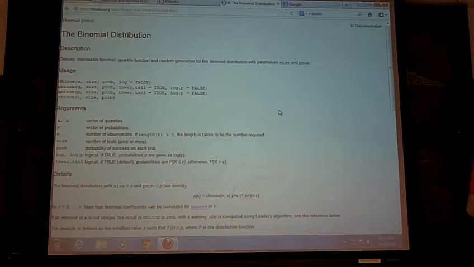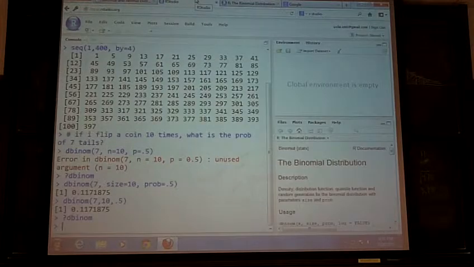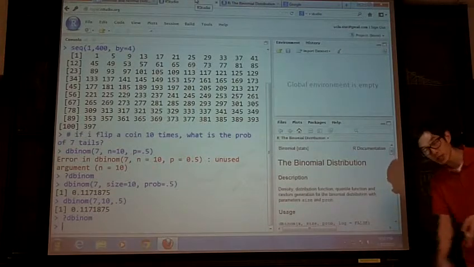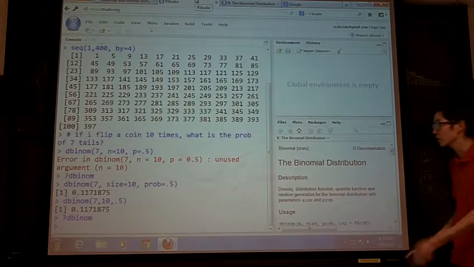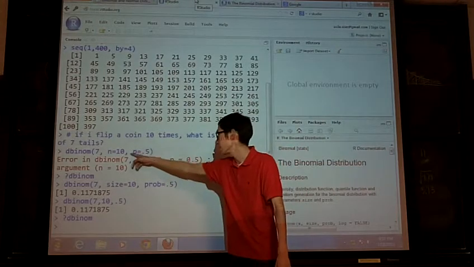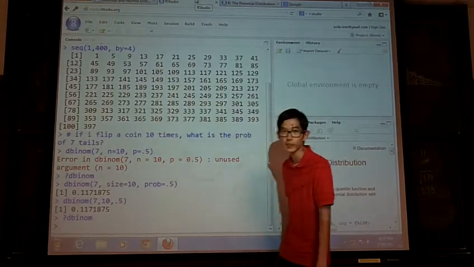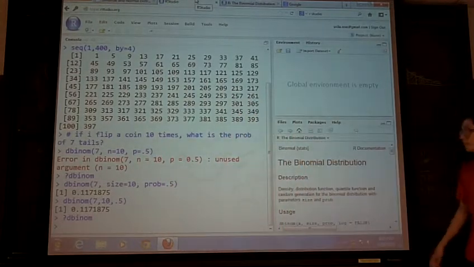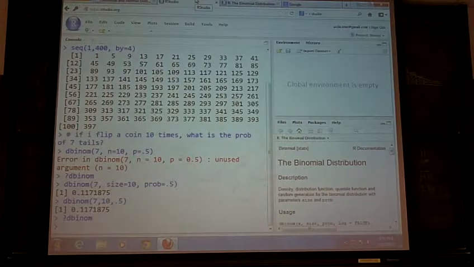And as long as you give the numbers in this order, you don't need to specify the size and probability. Okay? If you want to specify the numbers out of order, then you have to write down size equals this and probability equals that. Okay? Now be careful. R is case sensitive, and if you make a tiny little typo, you're going to get the wrong answer, or it's going to give you an error. Okay? Like I used n here, and R got angry at me. Okay? It doesn't know that n is the same thing as size.